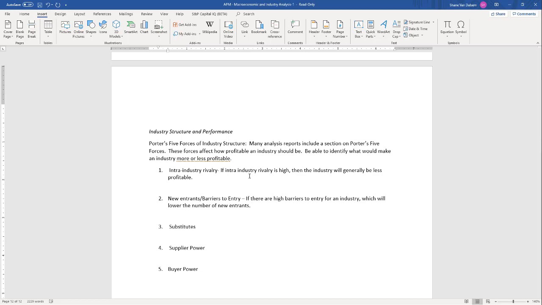There's a number of different ways to generate high barriers to entry. There are legal ways to create barriers to entry, such as patents, trademarks, geographic restrictions.